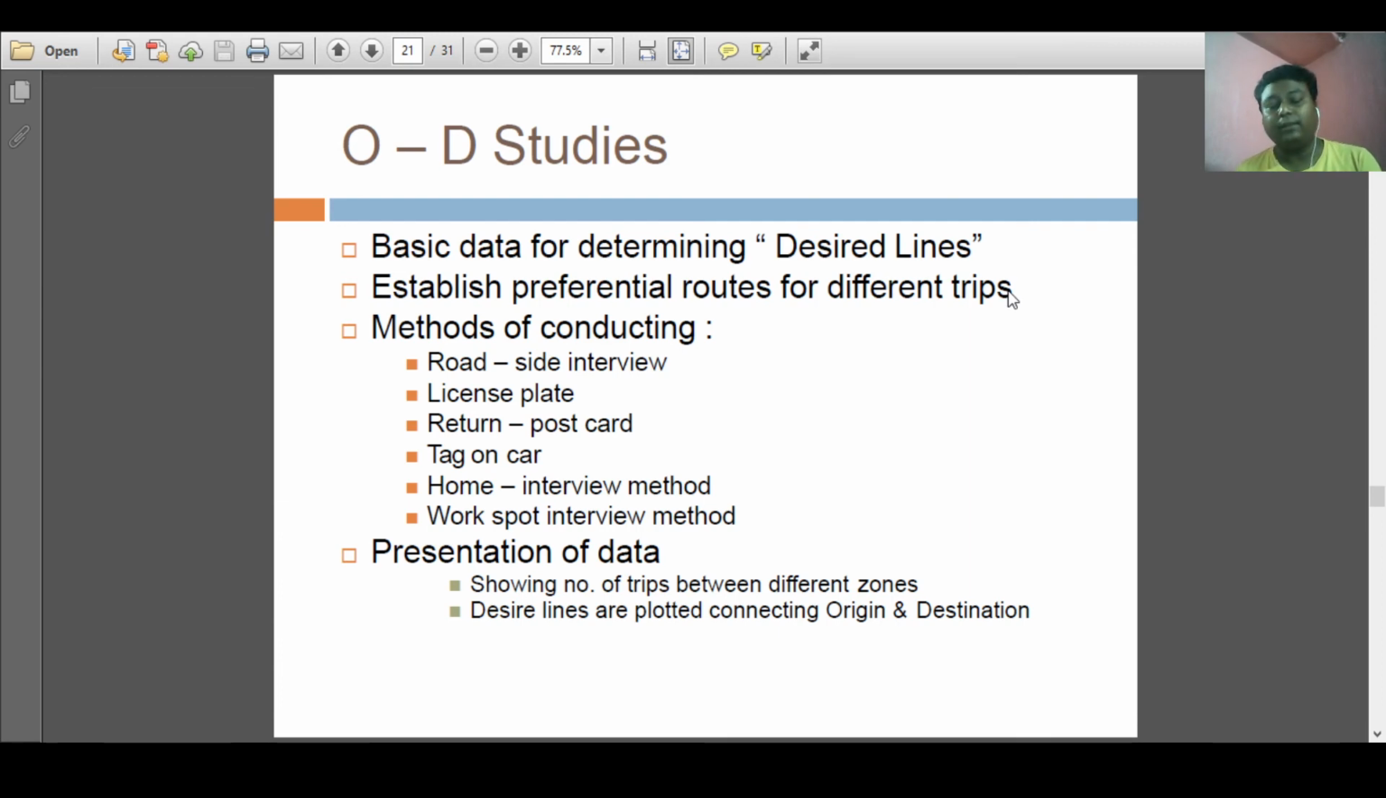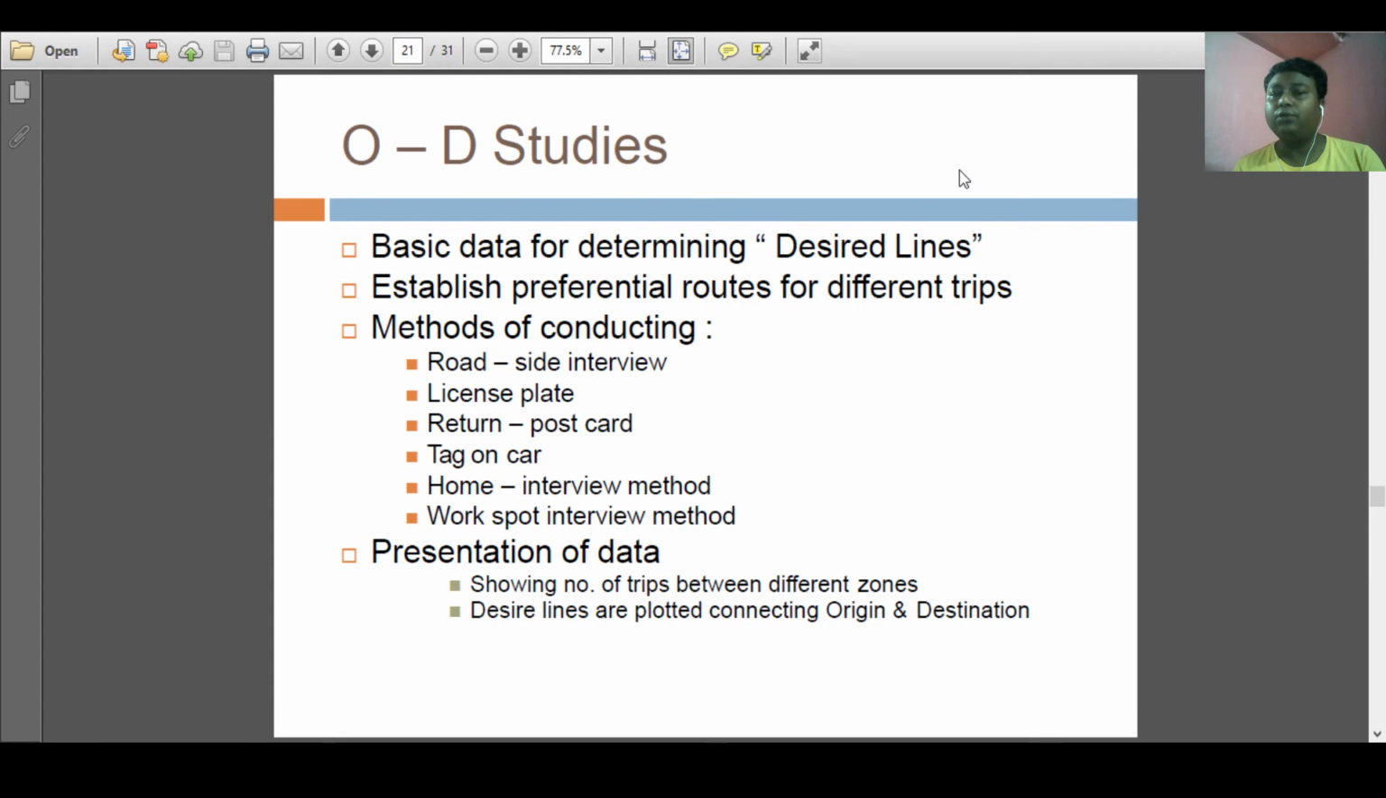Because there may be a shortest route that will take me 30 minutes to reach from home to office, but there is another road which takes 40 minutes, but that road has relatively less traffic jam, and the road condition is a little bit lower than your choice number one. But still we choose choice number two, because yes, there is no traffic jam. Though the road conditions are a little bit low, we prefer it due to some psychological parameter. So this is the thing we find out from the O&D survey, which is the desired route a driver or commuter selects for making any trip.